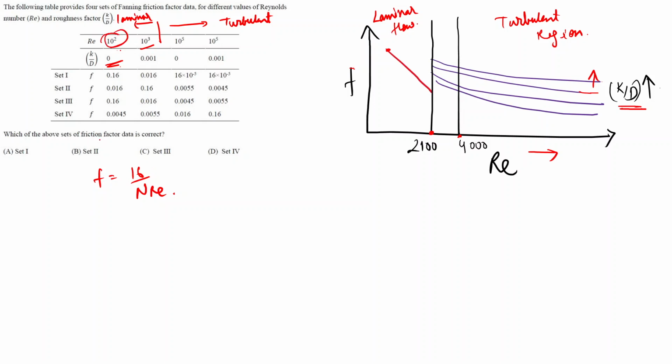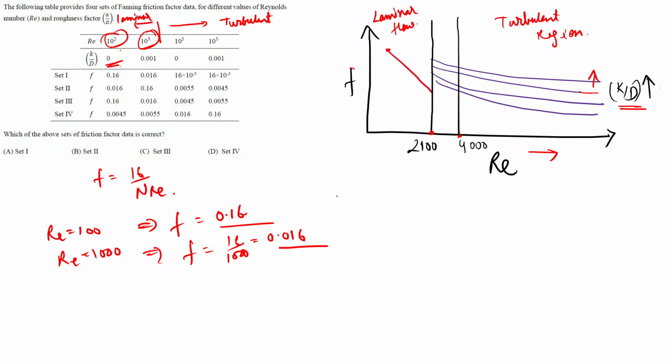So for Reynolds number of 100, we can write that F will be 16 upon 100, that is 0.16. For Reynolds number of 1000, we can calculate the friction factor as 16 upon 1000, that is 0.016. Now from the given 4 options, we can see that for laminar flow, in set 1 we have been given that the Fanning friction factor is 0.16 for Reynolds number of 100, and for Reynolds number of 1000, the Fanning friction factor is 0.016. That is, this option can be correct depending on if these two are correct.